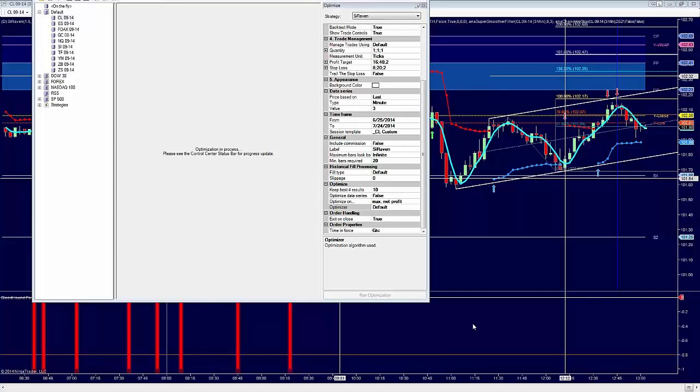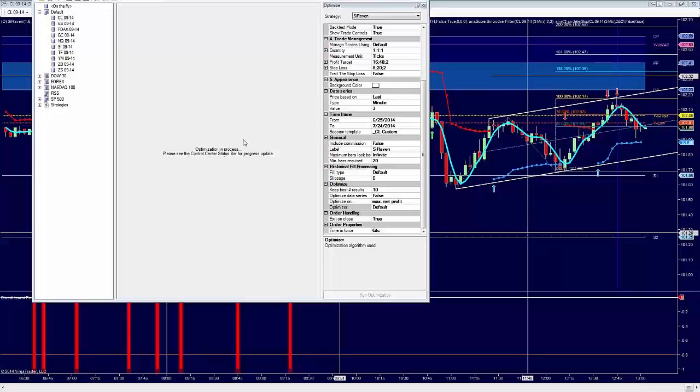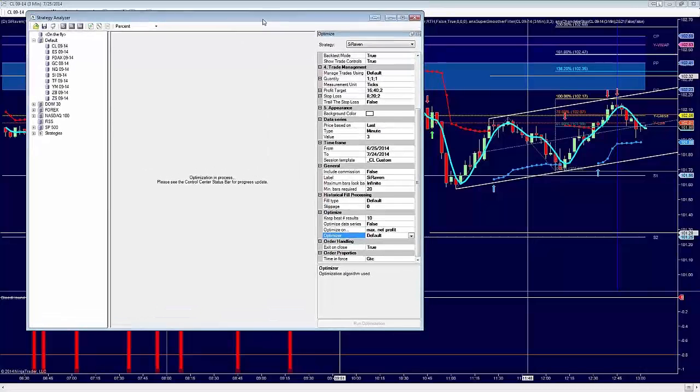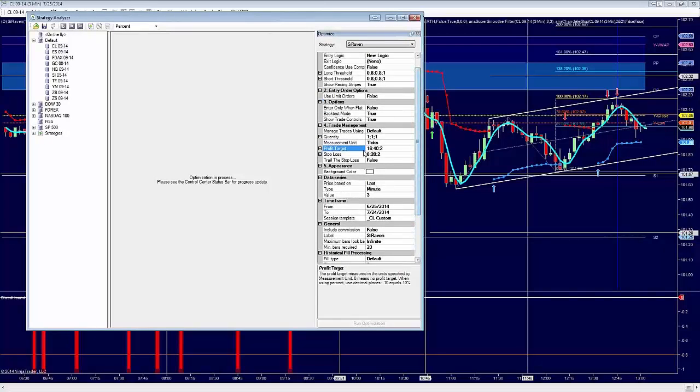Jim's asking if I can explain my trades. Yeah. Jim Norman is asking, what does optimization do in a case like this? So the optimization is finding the best possible combination of our profit target and stop loss. So we've allowed a set of parameters here for our profit target and our stop loss.